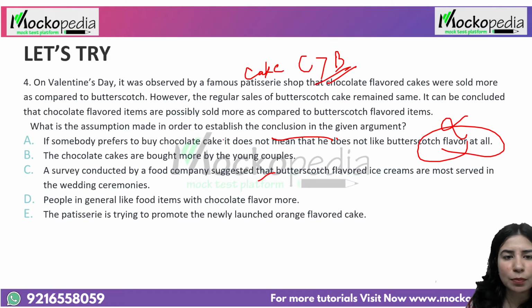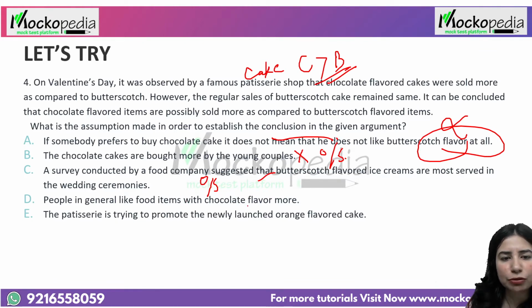The chocolate cakes are bought more by young couples. We can't say, right? Out of scope है. A survey conducted by food companies suggested that butterscotch flavored ice creams are most served in wedding ceremonies. Again, this is out of scope. Concern तुम्हारा ice creams को लेकर नहीं है. और wedding ceremonies में क्या हो रहा है? This is not related to the argument.